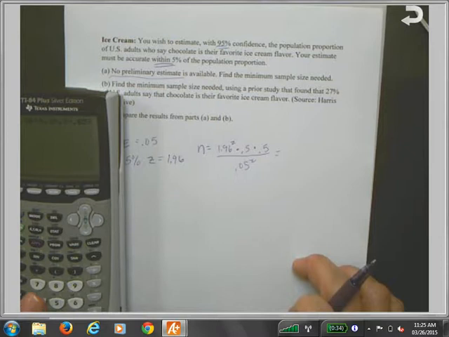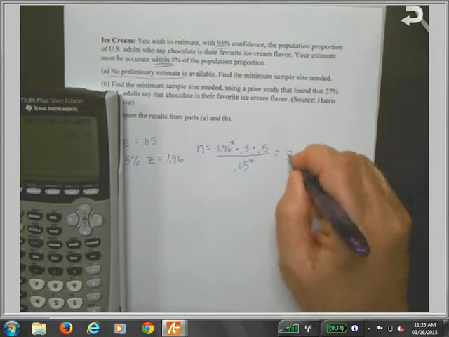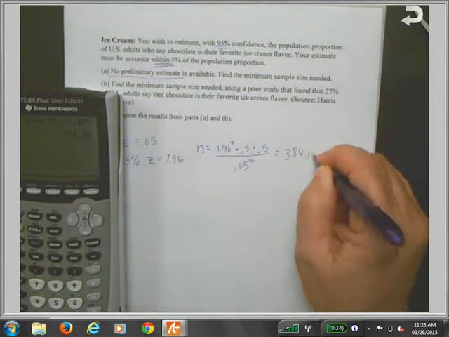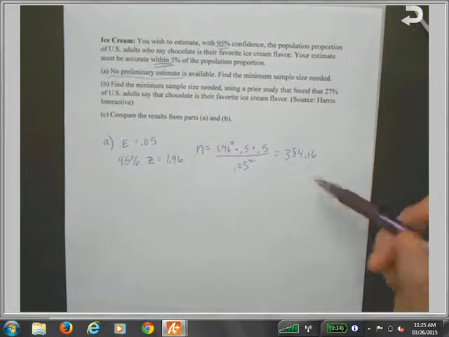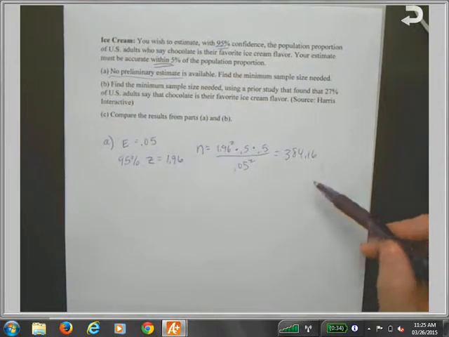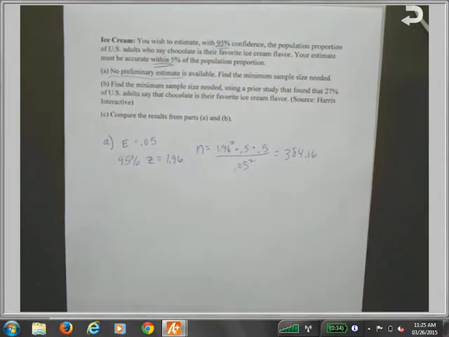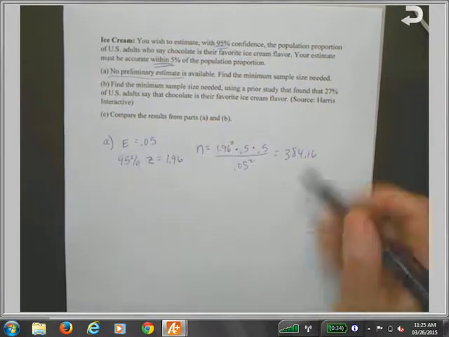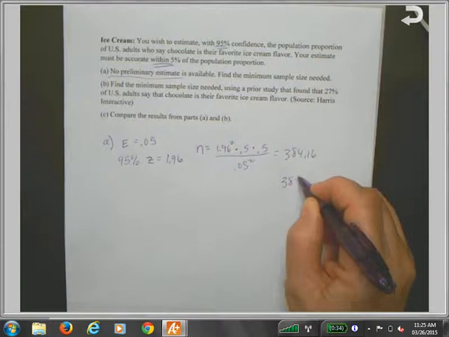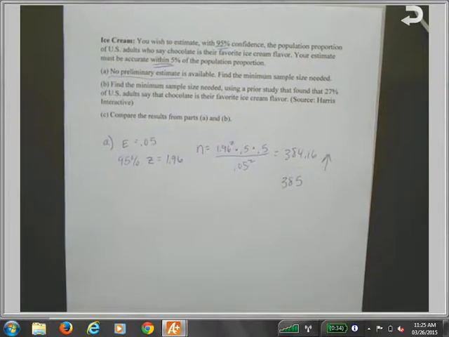And we get 384.16. Just to remind you, in this particular case, we always round up regardless of what our decimal number is. We want to make sure we have enough so we get that margin of error that we're looking for. If you go a little bit lower, we might not get that margin of error that we need. So to be safe, round up. Always round up. So 385 people will be in our survey.